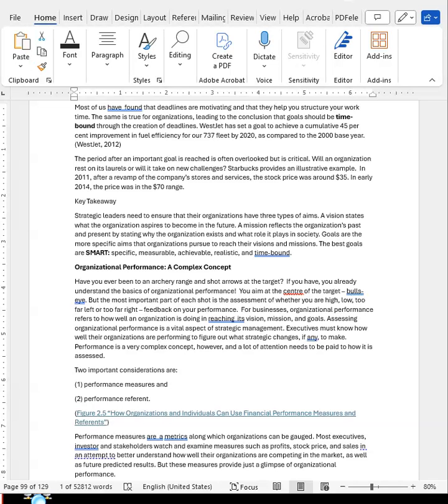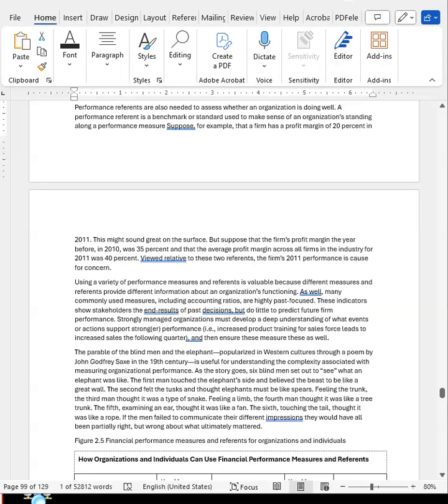Figure 2.5: how organizations and individuals can use financial performance measures and referents. Performance measures are metrics along which organizations can be gauged. Most executives, investors, and stakeholders watch and examine measures such as profits, stock price, and sales in an attempt to better understand how well their organizations are competing in the market as well as future predicted results. But these measures provide just a glimpse of organizational performance. Performance referents are also needed to assess whether an organization is doing well.